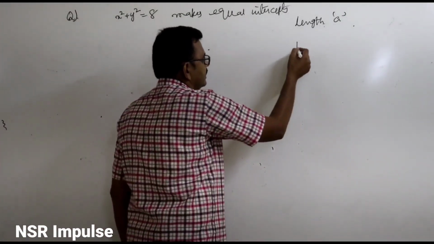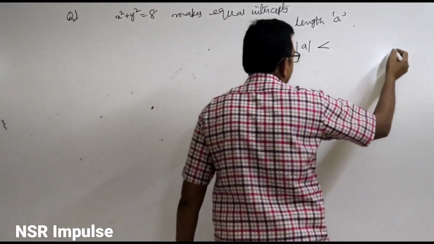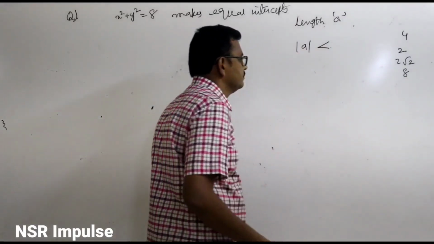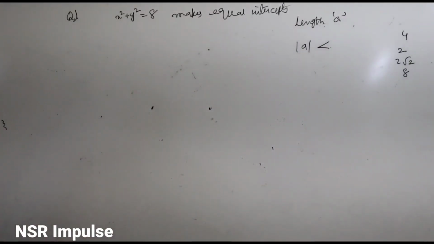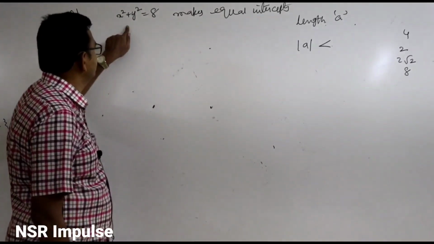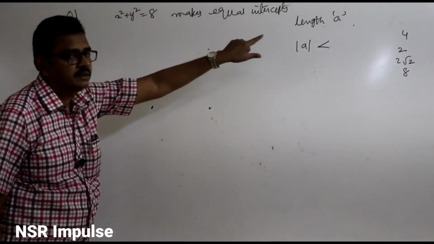Then mod A is less than what? The options include 4, 2 root 2, and 8. A chord of the circle x square plus y square equal to 8 makes equal intercepts of length A on the coordinate axis.